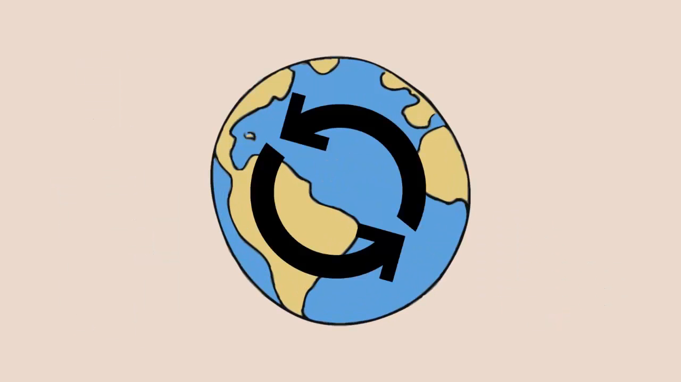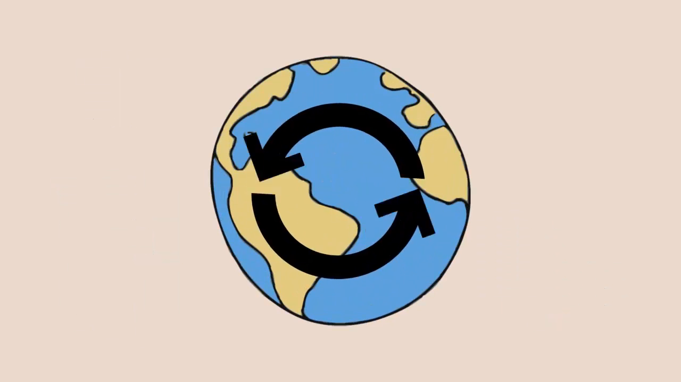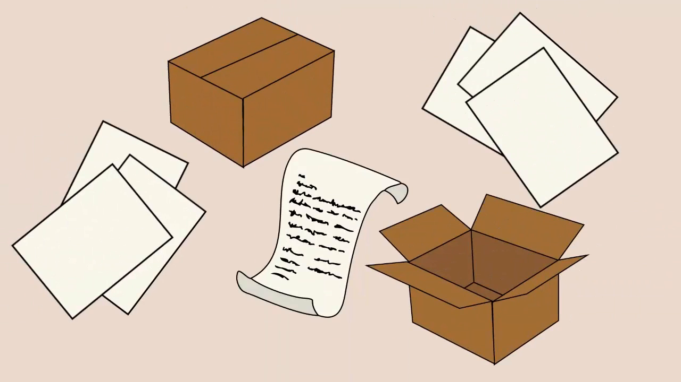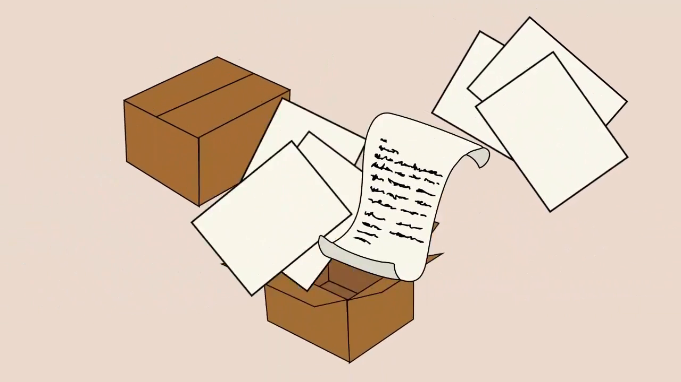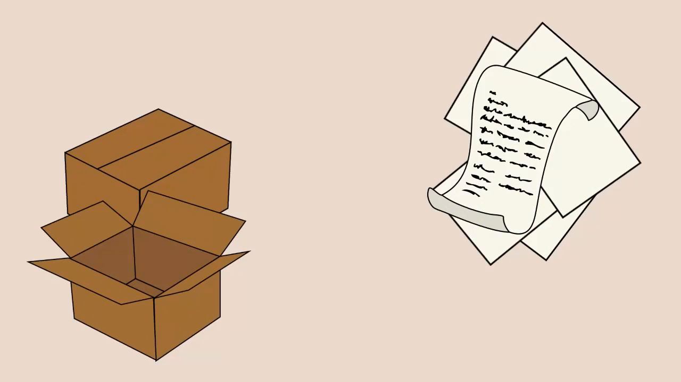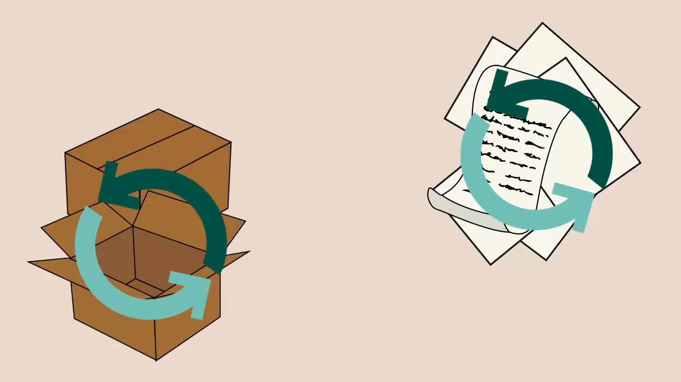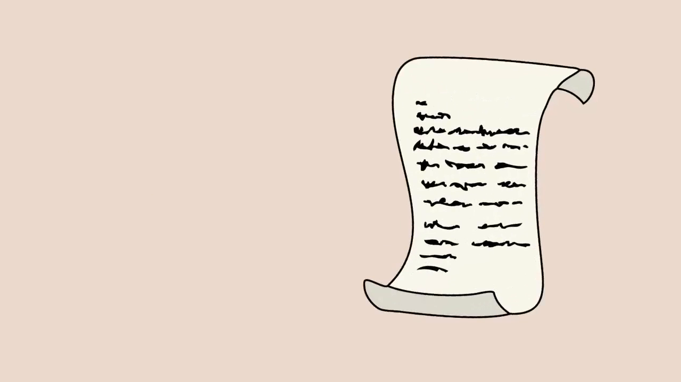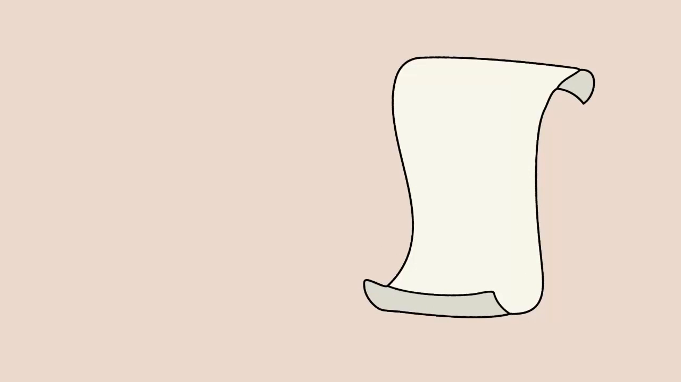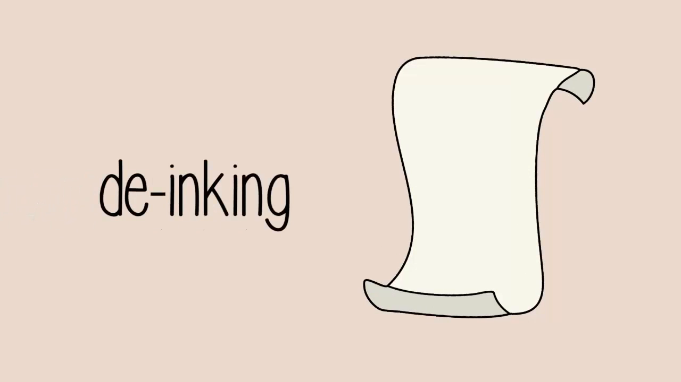In some countries, paper recycling is highly encouraged by having specialized waste containers just for paper waste. The paper waste is then collected and separated according to their properties. Sheets of paper are recycled with other sheets of paper, and cardboard boxes are recycled with other cardboard boxes. Now, right before the paper can be recycled, any ink needs to be removed. This process is called de-inking.